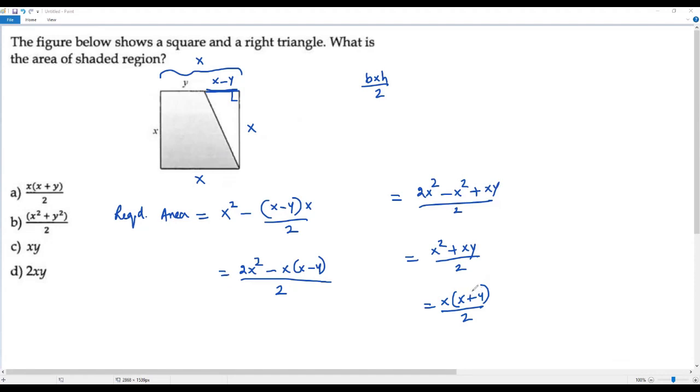Okay, now I got the area of the shaded region, that is x times x positive y divided by 2. We find this in answer choice A. The correct answer choice for this question is A.